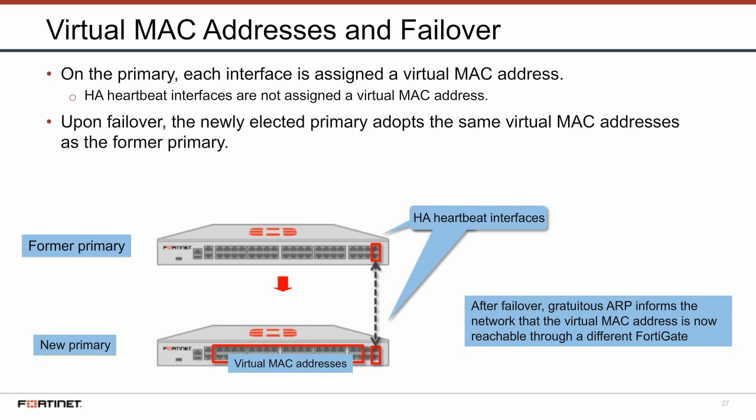Through the heartbeats, the primary informs all secondaries about the assigned virtual MAC address. Upon failover, a secondary adopts the same virtual MAC addresses for the equivalent interfaces. The new primary broadcasts gratuitous ARP packets, notifying the network that each virtual MAC address is now reachable through a different switch port. Note: the MAC address of a reserved HA management interface is not changed to a virtual MAC address. Instead, the reserved management interface keeps its original MAC address.